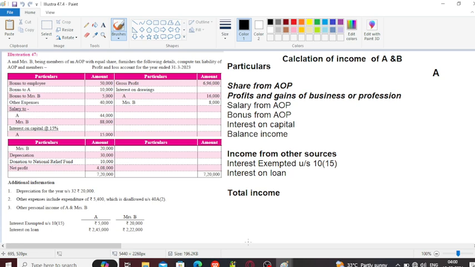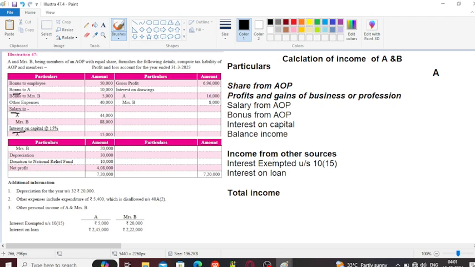First of all, what are the incomes to be included in the BGBP for Mr. A and Mrs. B? They are nothing but bonus, salary, and interest on capital. These are the three incomes received by Mr. A and Mrs. B from AOP. That's the BGBP income for the members of AOP. Let me write the first one, salary from AOP to the members.